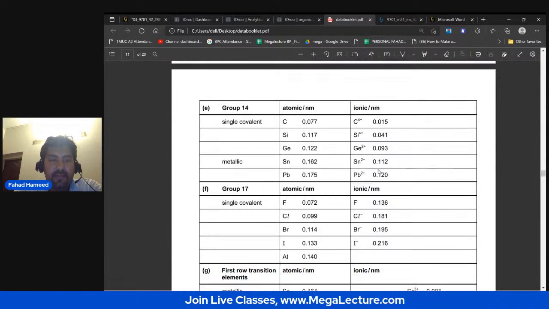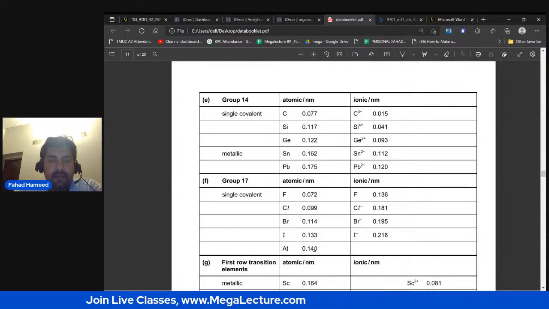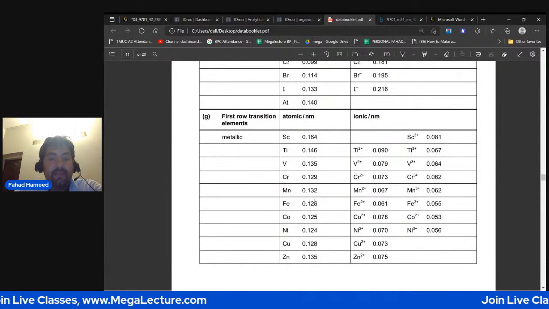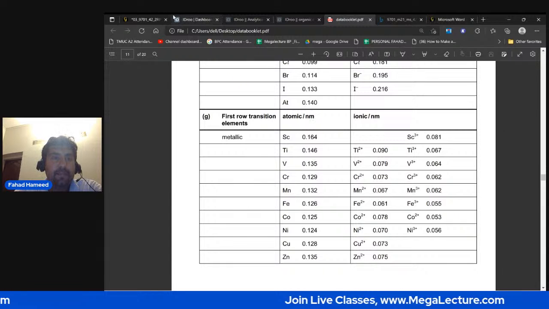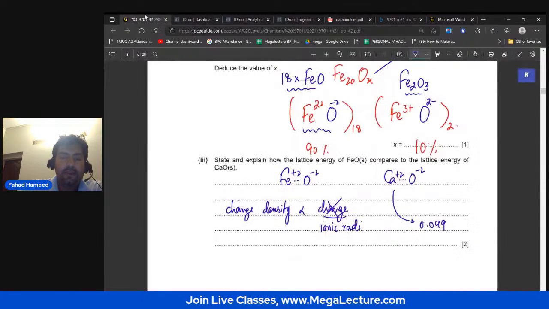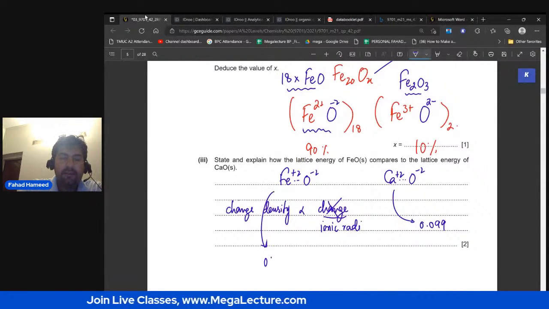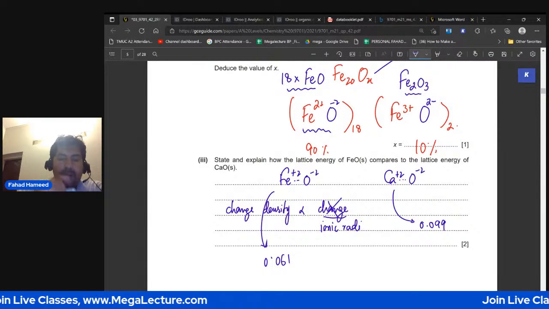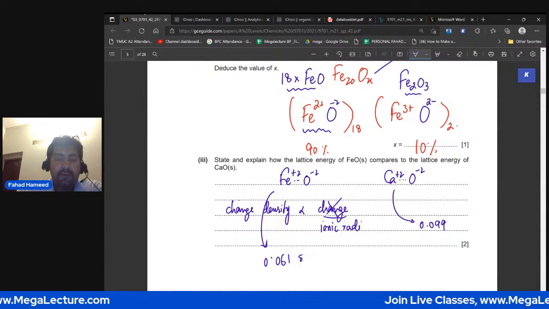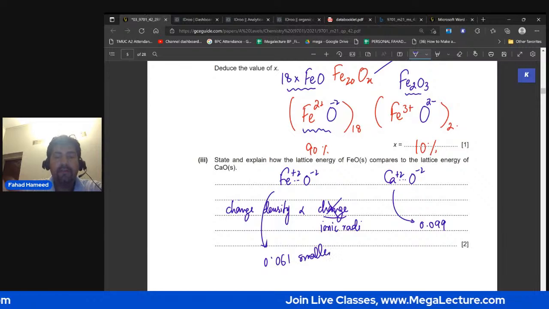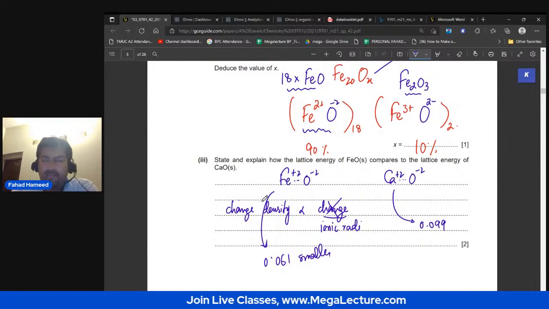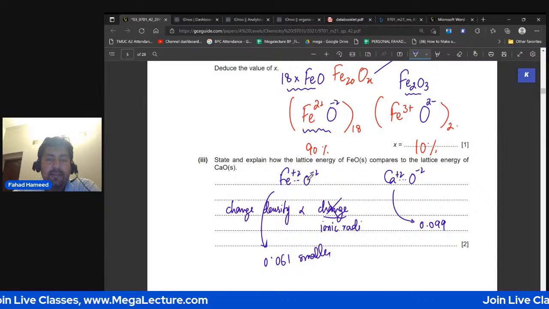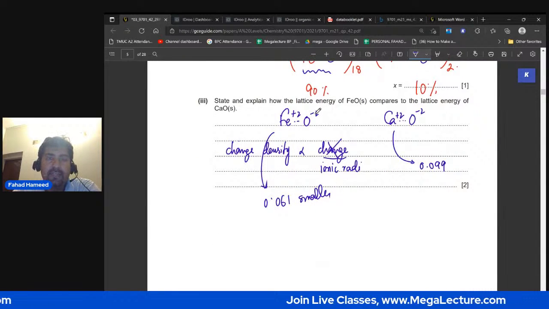Fe, did they give Fe metallic? Is there Fe anywhere? Here's Fe. And he's talking about Fe plus 2, that's 0.061. So we're going to quote that. 0.061. So Fe is clearly the smaller one. So you're going to write that it has a greater charge density, Fe over here, which is why it's going to have a stronger lattice. So that is the answer to this. It's just 2 marks. So you're going to explain it in that way.